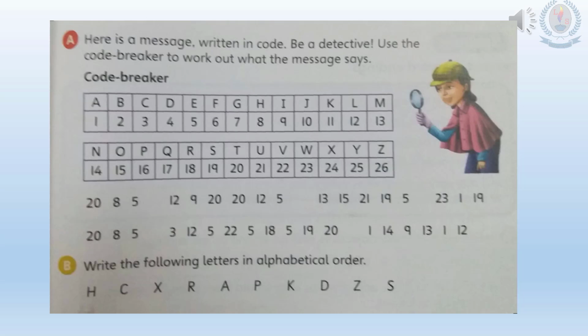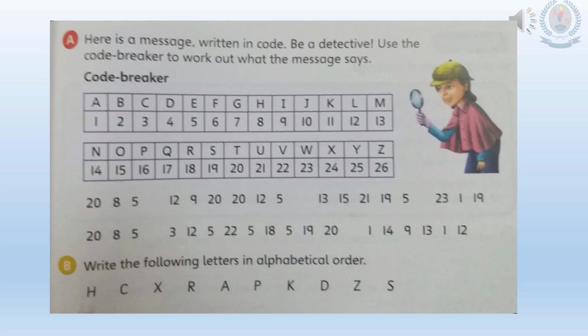Look at B. Write the following letters in alphabetical order. They have given you 10 letters. What you have to do, my kids? You have to arrange them in the alphabetical order. That means, according to the alphabet, you have to arrange these letters.